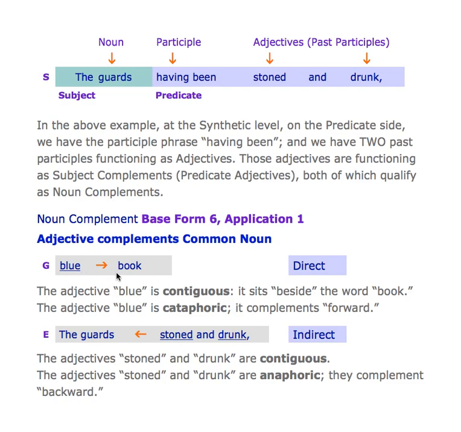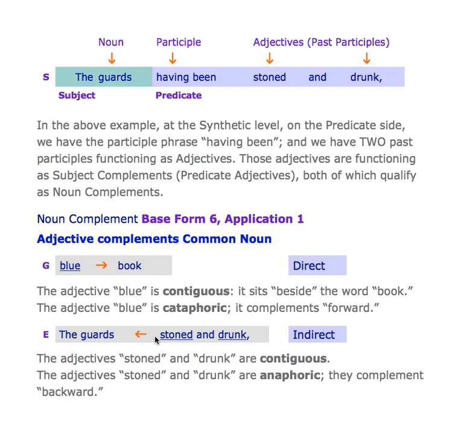blue directly complements book. The adjective blue is contiguous. It sits beside the word book, all right? The adjective blue is cataphoric. It complements in the forward direction. So here we have an example of direct complementation. Very simple. Now here's another example on the elliptical level.